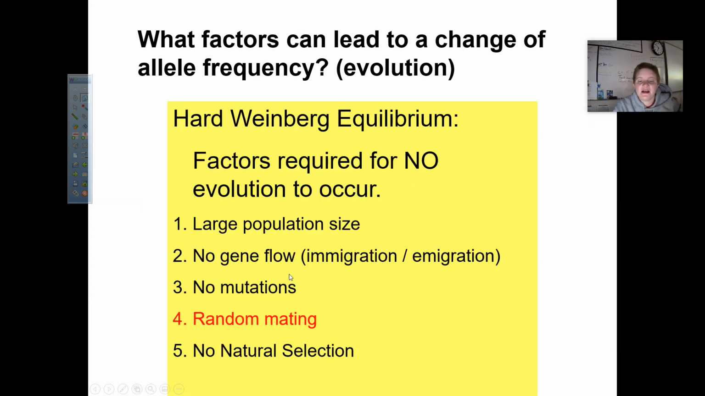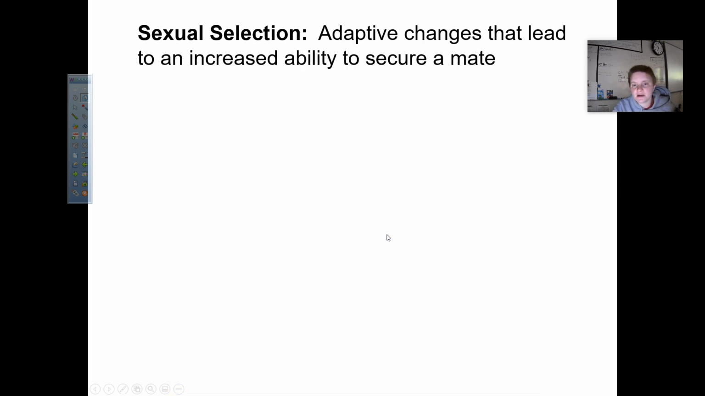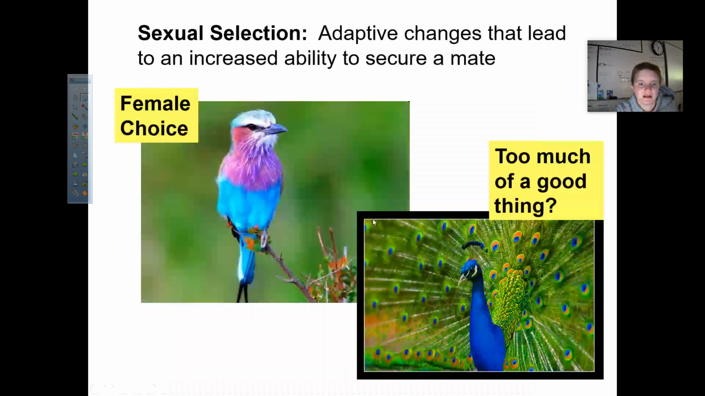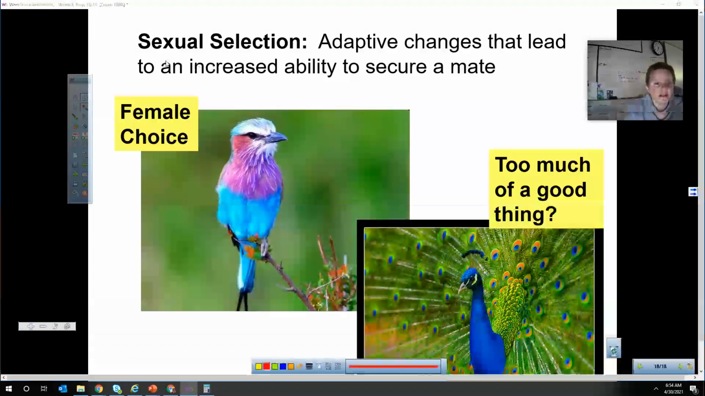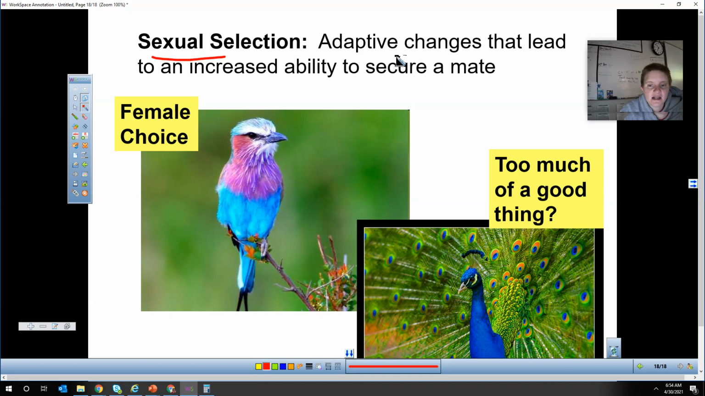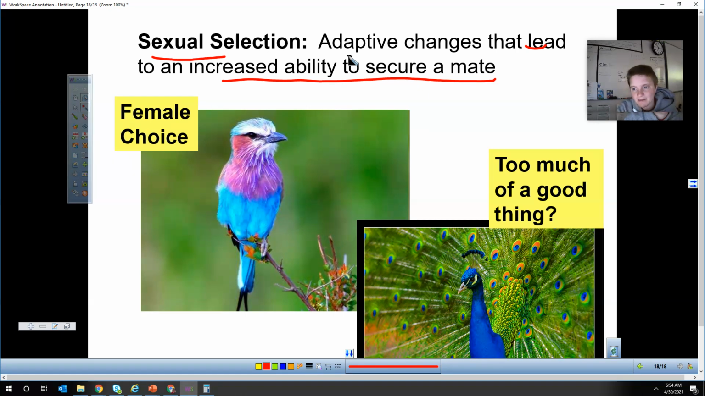Okay, you also have to have random mating, so you can't have organisms choosing which organisms they want. That's called sexual selection, by the way. Sexual selection is where there are adaptive changes that lead to increased ability to secure a mate. And that's obviously going to cause evolution, because if you're choosing which male is more attractive to mate with, you're going to make much more attractive males. It's called female choice, where they choose the more attractive males.